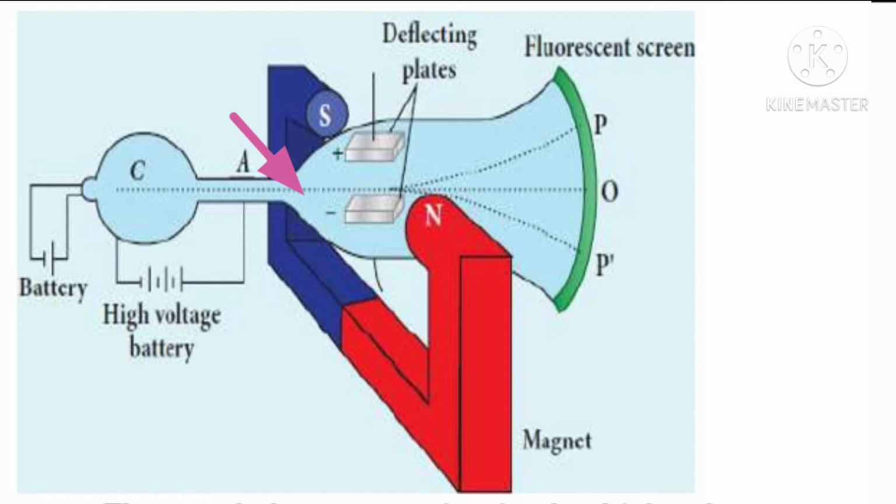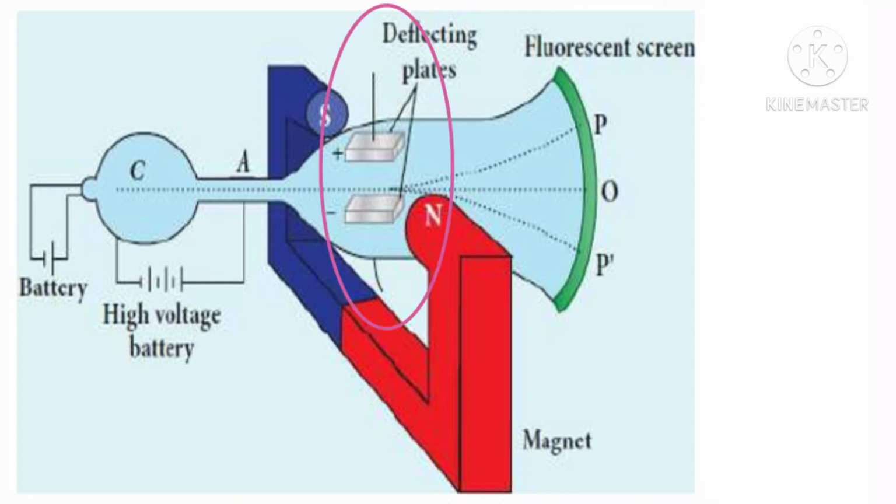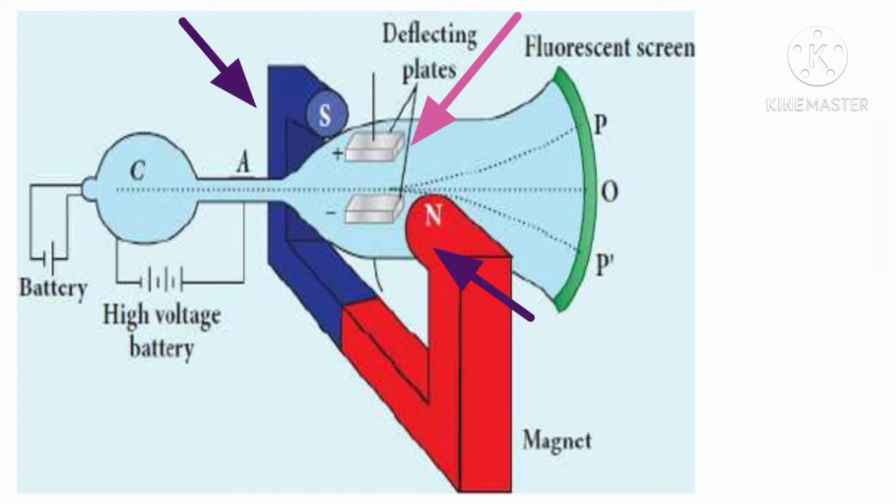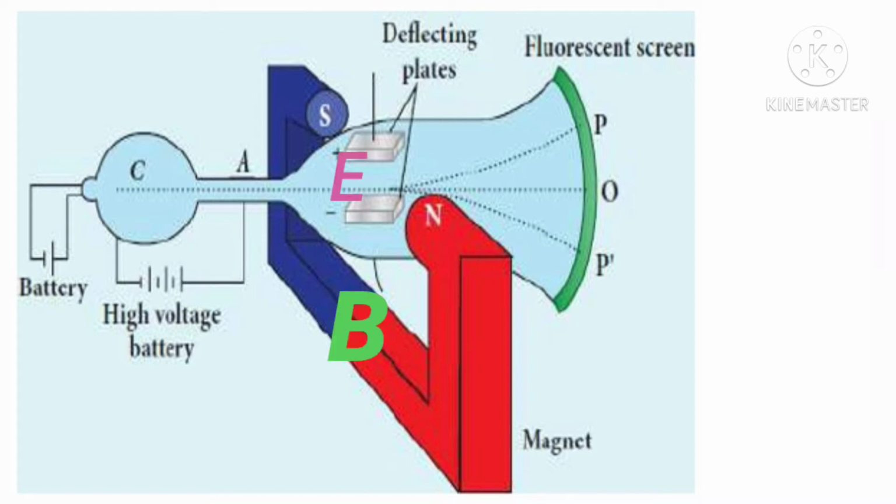These cathode rays are now allowed to pass through the parallel plates and strike the screen coated with zinc sulfide. A light spot is observed at point O. The metal plates are maintained at high voltage. Further, this gas discharge tube is kept between the pole pieces of a magnet such that both electric and magnetic fields are perpendicular to each other.